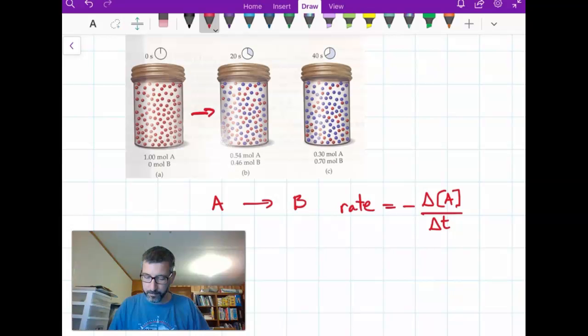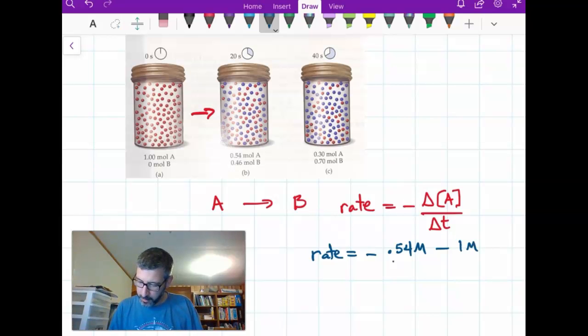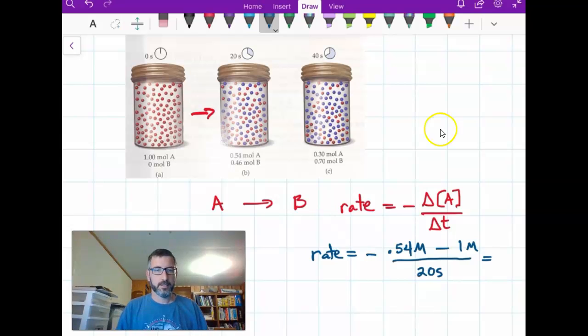And we're just going to go from 0 to 20 seconds, right? So right there, that's our change in time. So let's rewrite this and say rate equals, and again, negative. And so our final concentration of A after 20 seconds would be 0.54 molar. Again, we're assuming 1 liter. So 0.54 molar minus our initial, which was 1 molar, and our change in time, 20 seconds. So go ahead and calculate that rate.